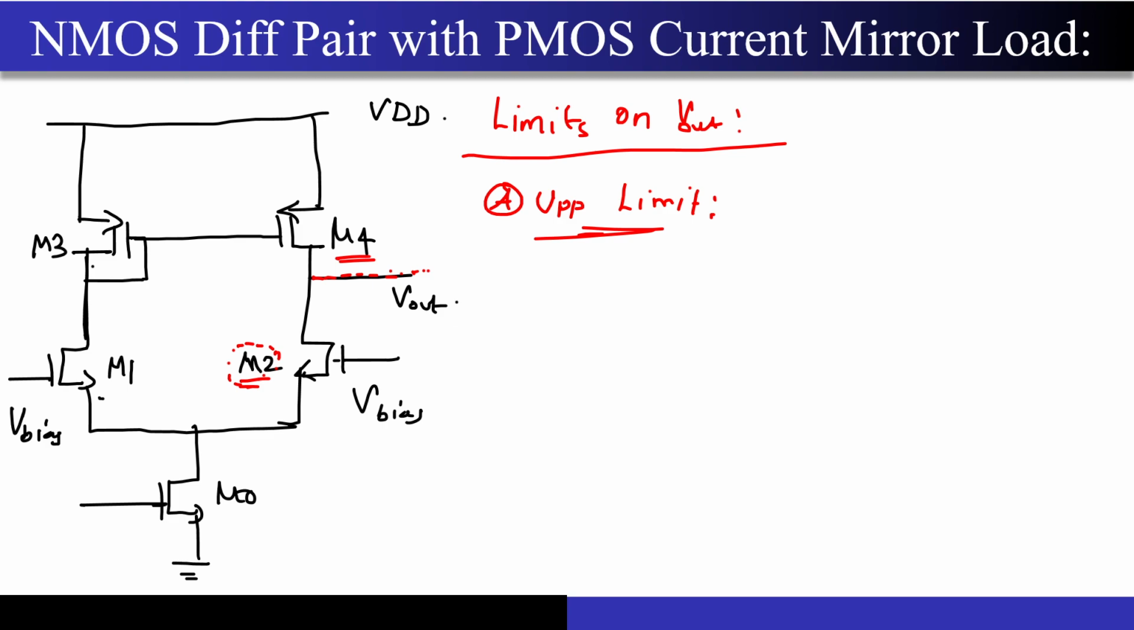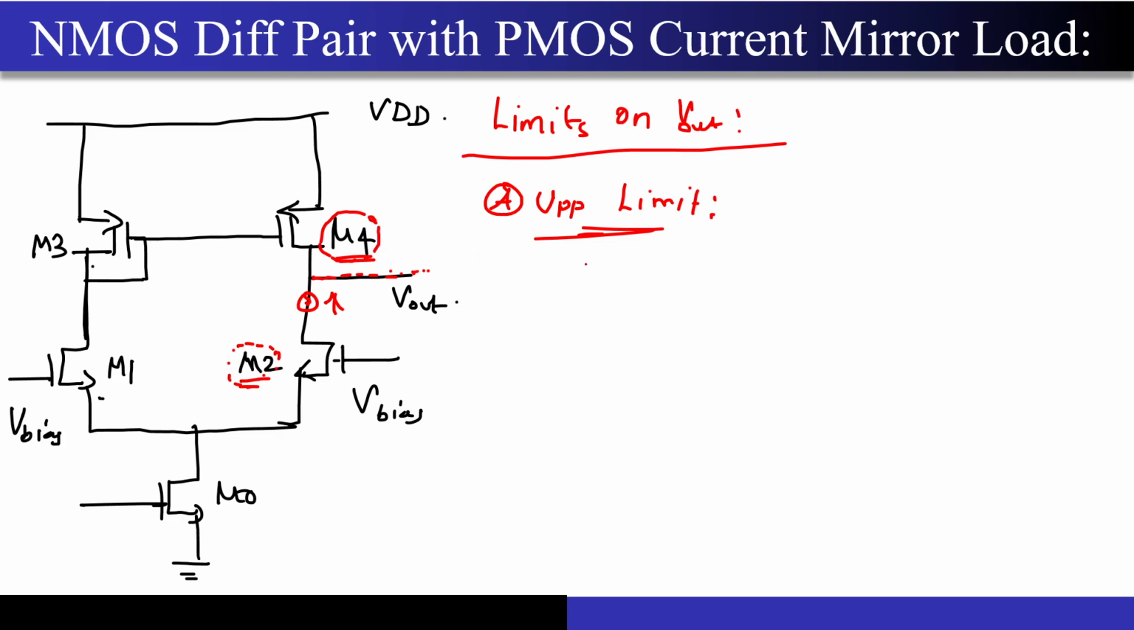Guys, are you not able to hear me? Yeah. What will happen if I raise the drain voltage over here? Can M2 go into the triode? What about M4? M4 will go to the triode.